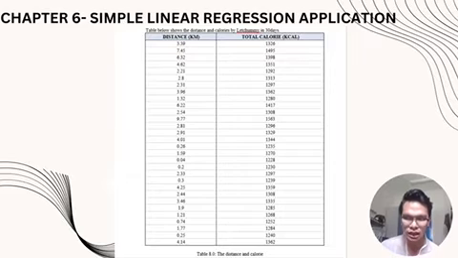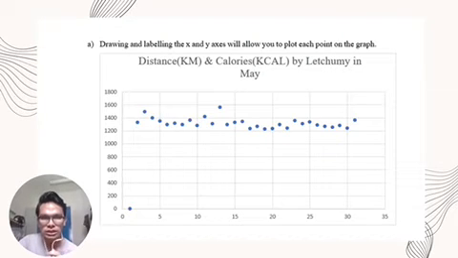For distance, we identify it as x, and total calorie as y. So distance is independent and total calorie is dependent. Okay, this is our graph, which is distance and calories by Lakshmi in May. We have plotted each point based on our table from the previous slide. So distance is on the x-axis, and calorie is on the y-axis.